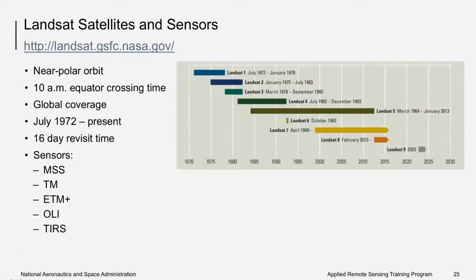The Landsat satellites have been collecting Earth observations since July 1972. The satellite has a near-polar orbit with a 10 a.m. equator crossing time. The revisit rate is every 16 days. Spatial resolution varies by satellite, but it is typically possible to obtain 30-meter resolution imagery.